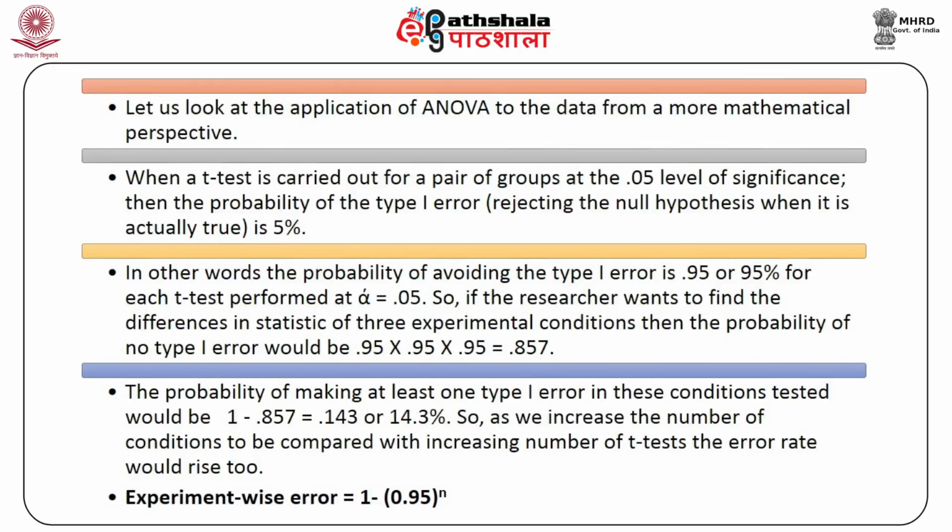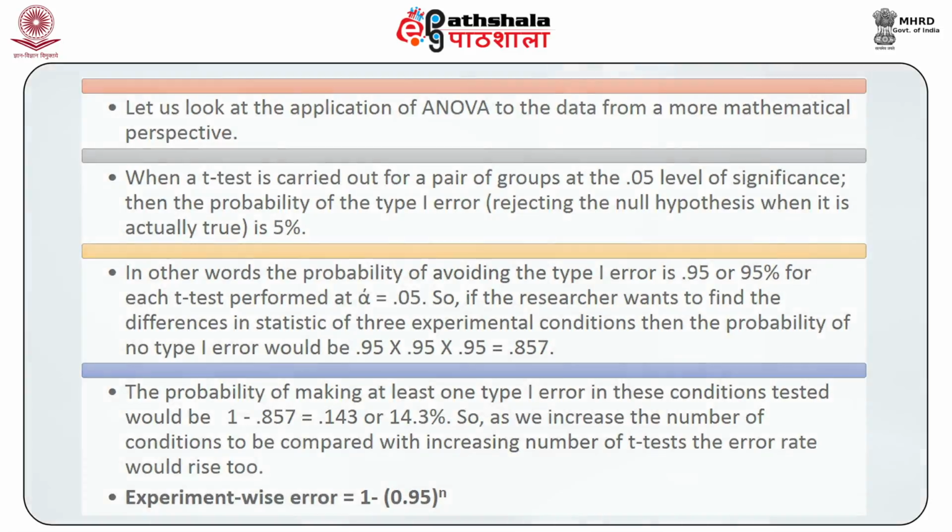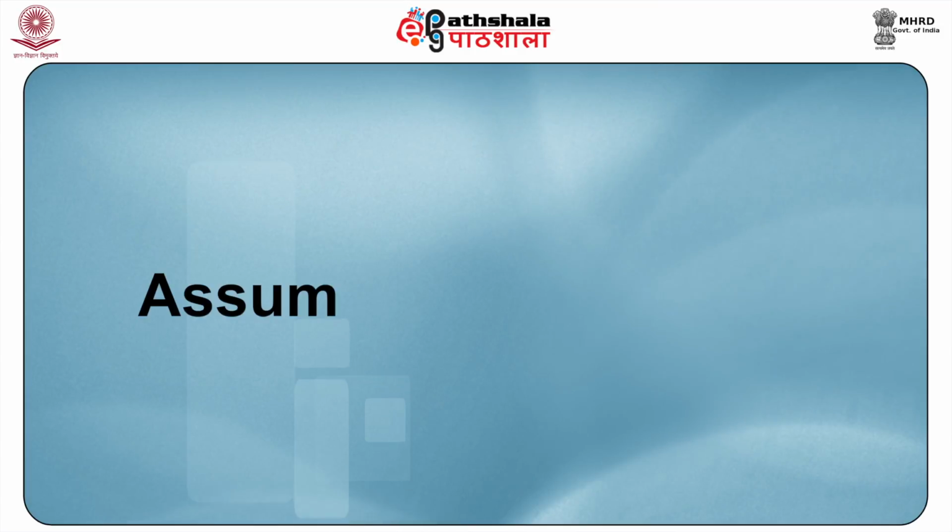If the number of experimental conditions keeps increasing, then the number of t-tests required would increase as well, consequently increasing the experiment-wise error. Experiment-wise error is equal to 1 minus 0.95 to the power n. Therefore, ANOVA comes to the rescue. Instead of conducting several t-tests, we have just one test, that is analysis of variance. The components of ANOVA.